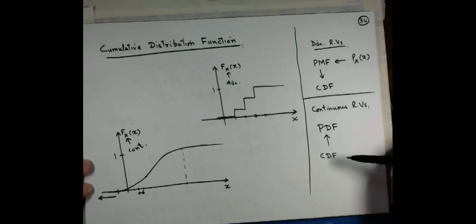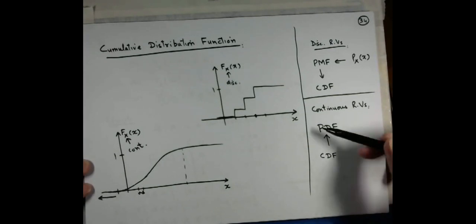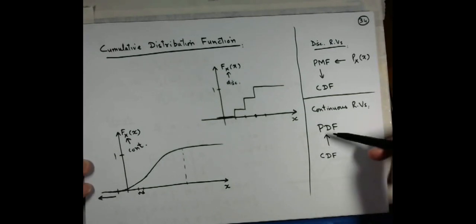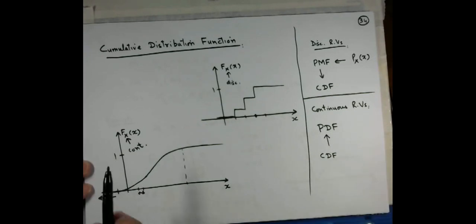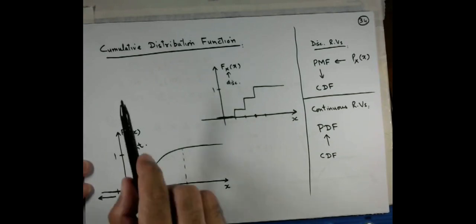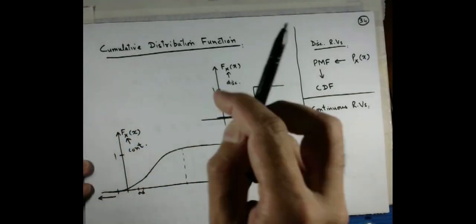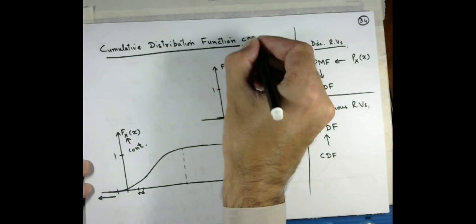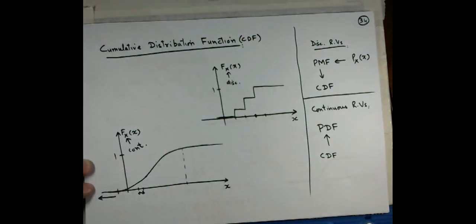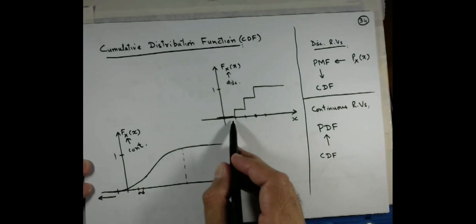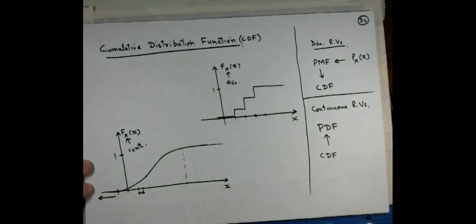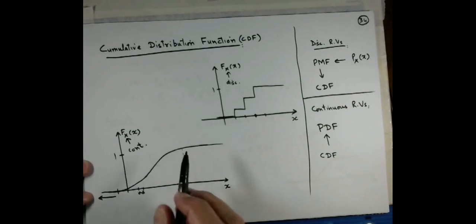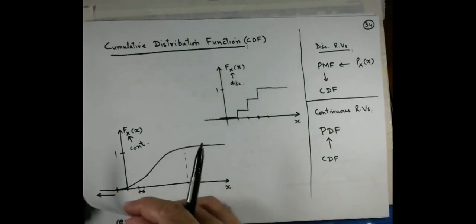But for the continuous case, we will first develop the concept of CDF, and from there we'll try to derive the concept of probability density function. So the topic that we have discussed is now the CDF, cumulative distribution function, the CDF of a continuous random variable. For a discrete random variable, the CDF is a staircase. For a continuous random variable, the CDF is a rising function. Ultimately, it reaches 1, the value 1.